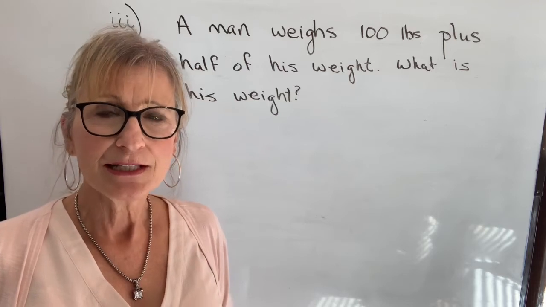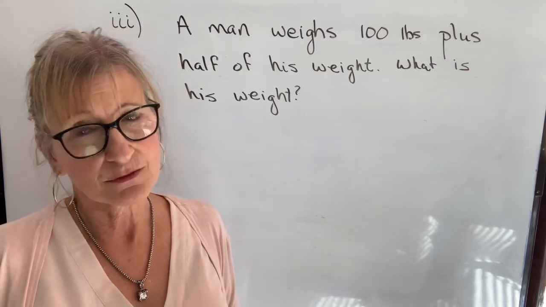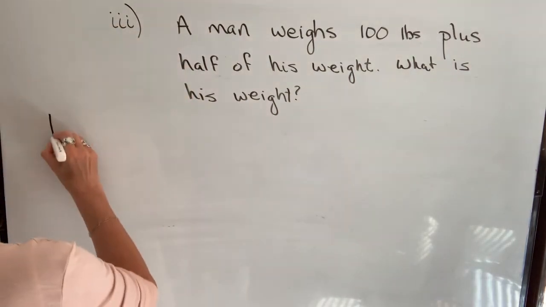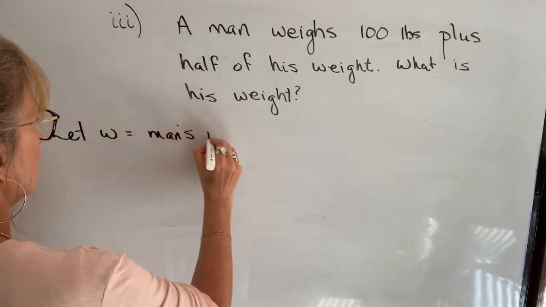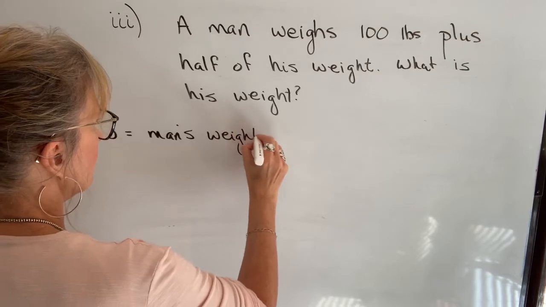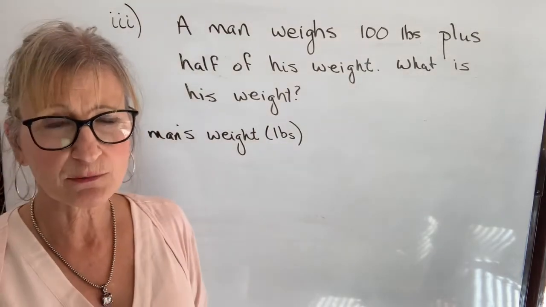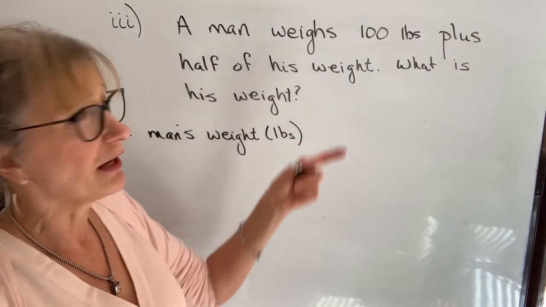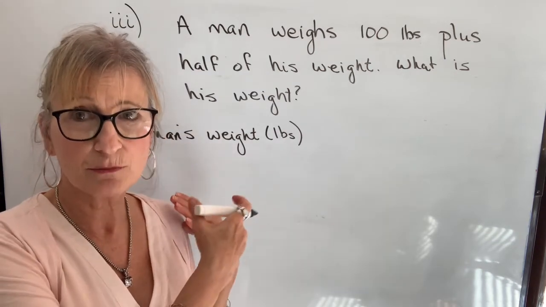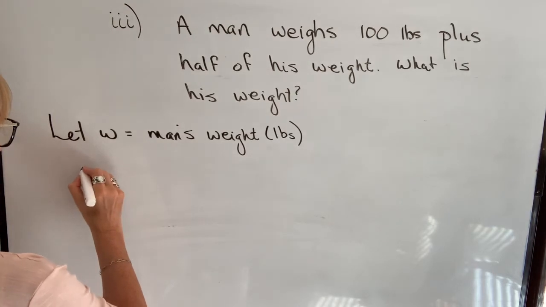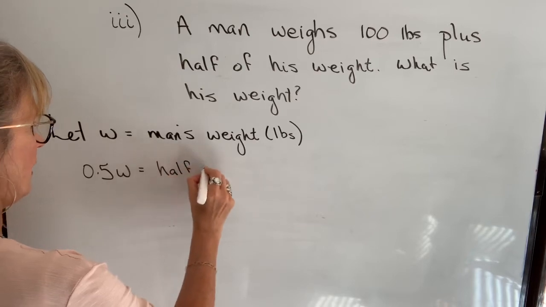So in this case, it's his weight that we don't know, so that's what we're going to let our variable equal, and weight starts with W, so I'm going to use W. So let W equal the man's weight. In this case, we have a unit, pounds, so I'll just indicate that so I don't forget that when I express my result. It talks about half of his weight. We don't know what that is, so I'm just going to express half of his weight in terms of W. So half of his weight would be 1/2 or 0.5 times W. So that would be half of the man's weight.